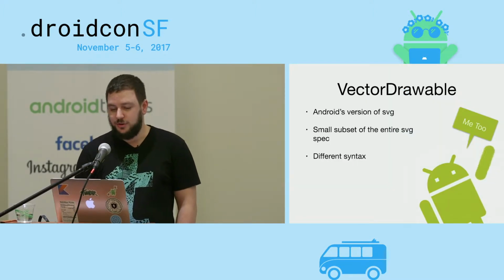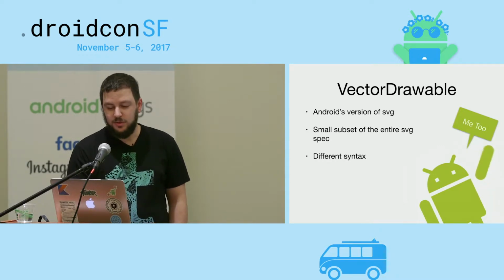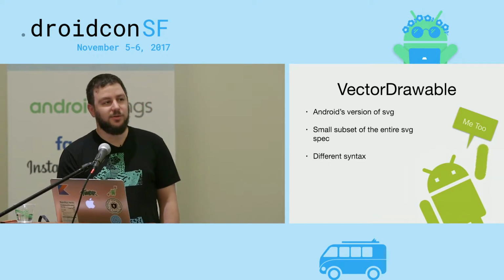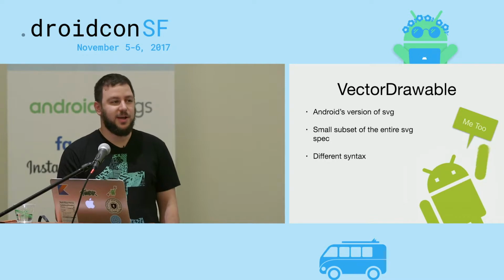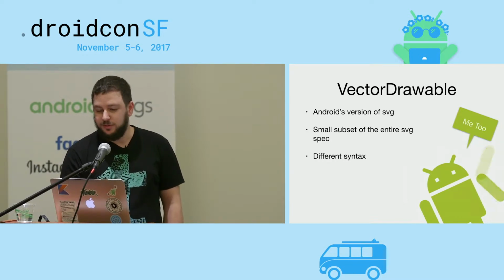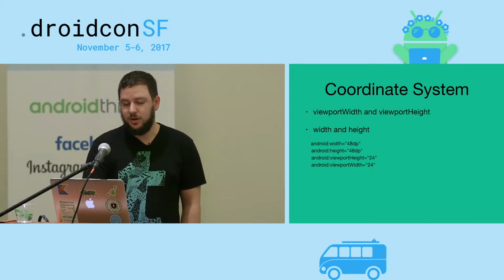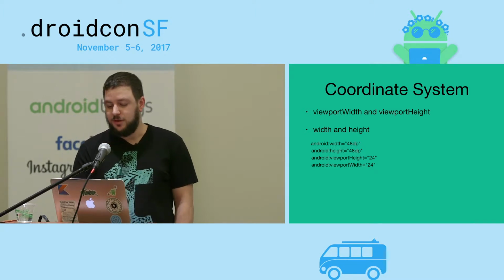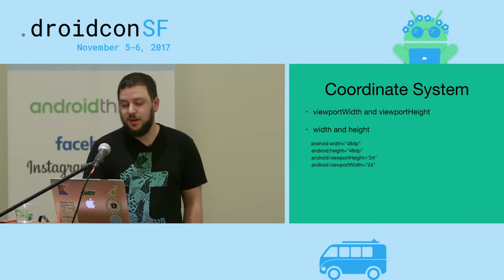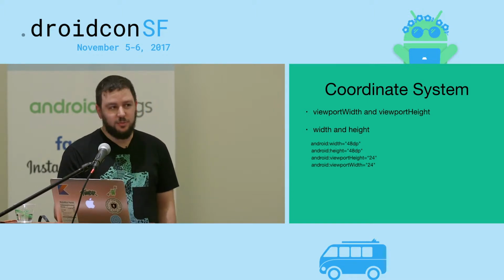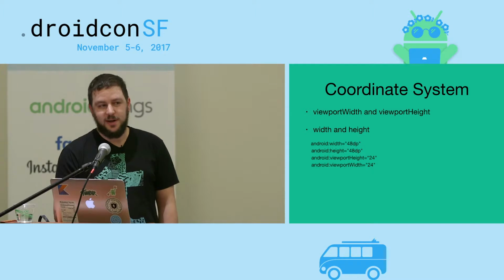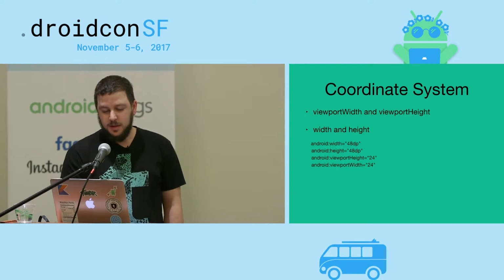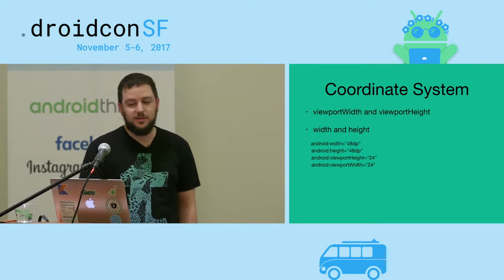VectorDrawables are Android's version of the SVG format. It's a small but powerful subset of the SVG spec. And most importantly, it uses a different syntax that would be more familiar to Android developers. So every vector drawable also uses a Cartesian coordinate system. Vector drawables use viewport width and viewport height, which are equivalent to SVG's viewbox property. However, they're specified as x and y values rather than start and end coordinates. And the width and height are the intrinsic width and height of the drawable.